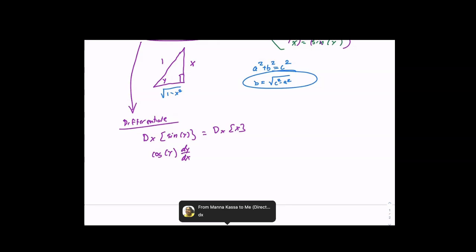This is implicit differentiation. So cosine of y times dy dx, there we go, equals what? 0? No. X? No. It's the easiest, 1. Just one of the easiest derivatives we have. The derivative of x is just 1.